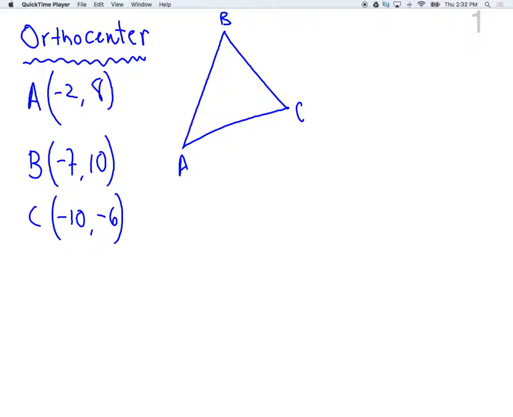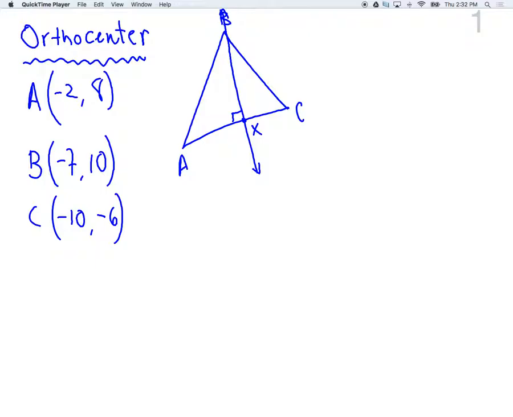Sarah, could you refresh my memory on what an altitude is, please? It goes from the vertex to the opposite side, creating a 90-degree angle. Perfect. Which vertex would you like to use first? B. Okay, so we're going to find the equation of this line. And Sarah, what do you want to call that point of intersection? X. Beautiful. And we know, from what you just told us, that that's going to be a right angle.